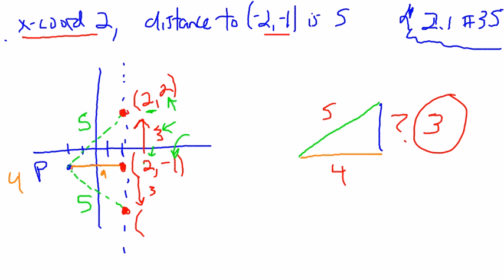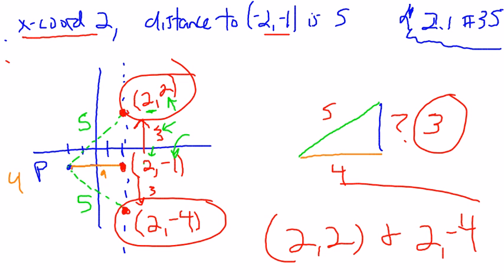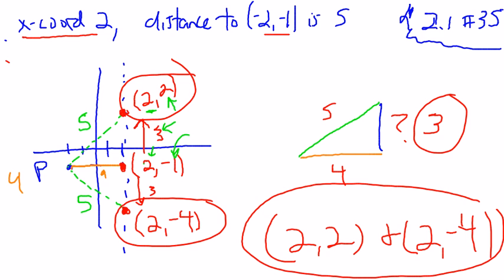The other one, I subtract 3 from negative 1, so I get 2 comma negative 4. So that guy and that guy are my answer: 2 comma 2, and 2 comma negative 4. Boom. That's it. Really not that hard.